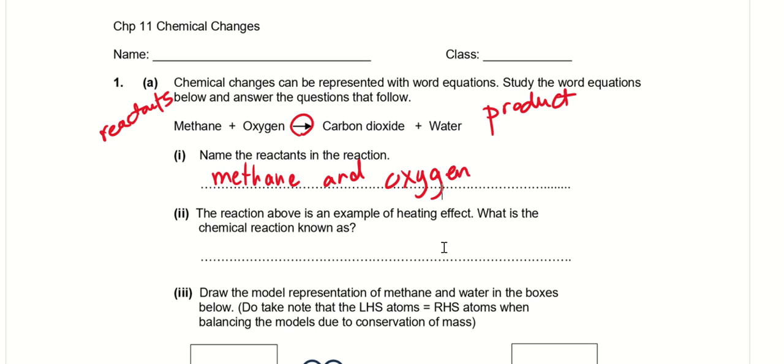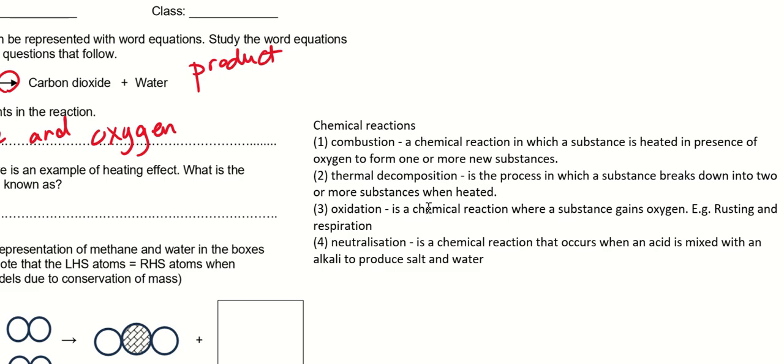So the reaction above is an example of heating effect. What is the chemical reaction known as? So we actually have a few chemical reactions. You need to know what they are. These are the types of chemical reactions. Firstly, we have combustion. It is a chemical reaction in which a substance is heated in the presence of oxygen to form one or more new substances. That means there must be heating. It must be heated in the presence of oxygen. That means you must see oxygen being present to form one or more new substances. So this is combustion.